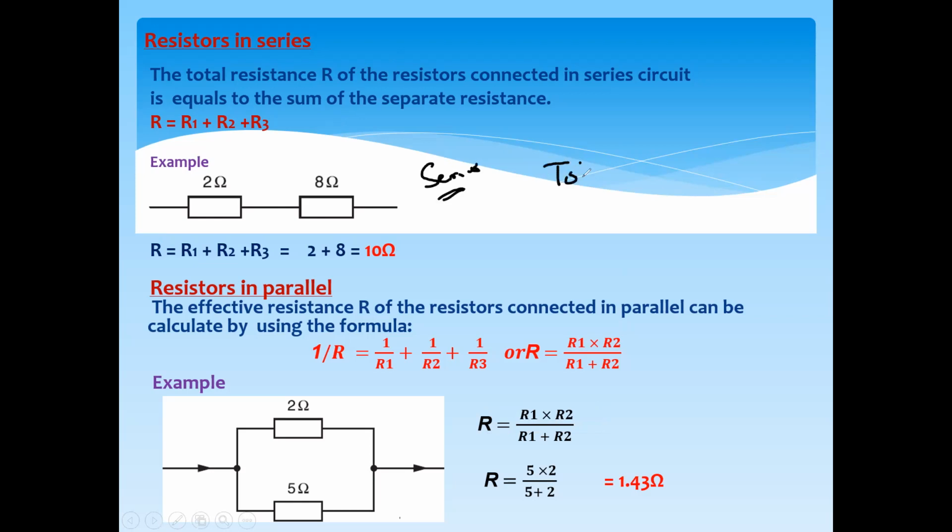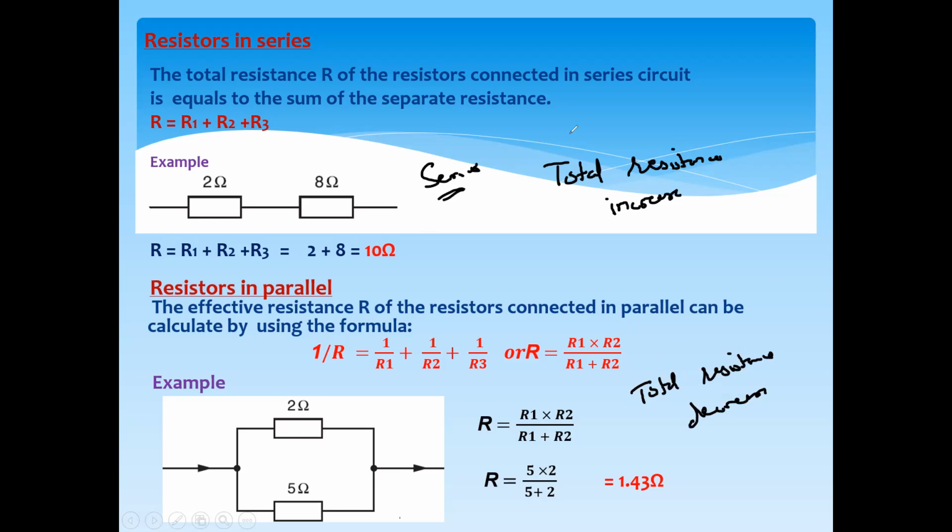So in short, when resistors are connected in series, the total resistance of the circuit will increase. And if resistors are connected in parallel, the total resistance of the circuit will decrease. So if we want the circuit resistance to increase, we connect the resistors in series. If we want to reduce the circuit resistance, we connect the resistors in parallel.